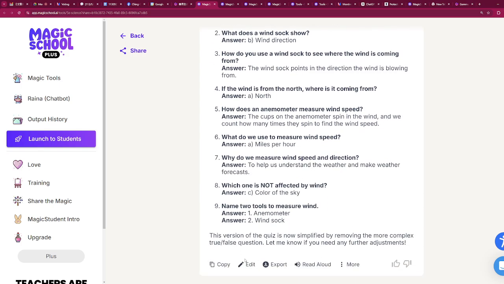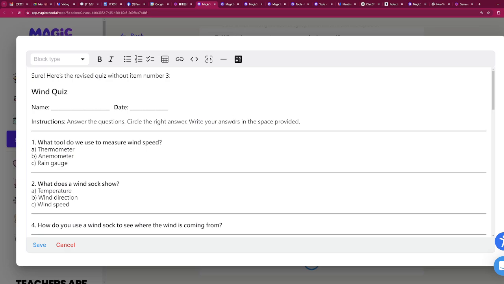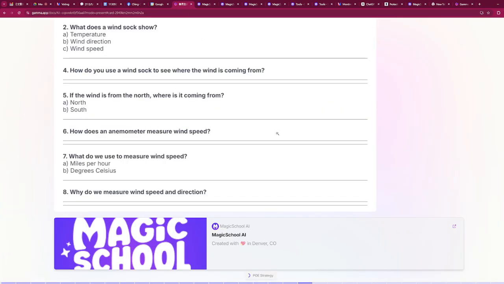Okay, so you could copy or edit if you don't like it, and adjust some of the questions or options. Or cancel. But you could also export to Google Docs, to Microsoft, or print it. So this is very user friendly.